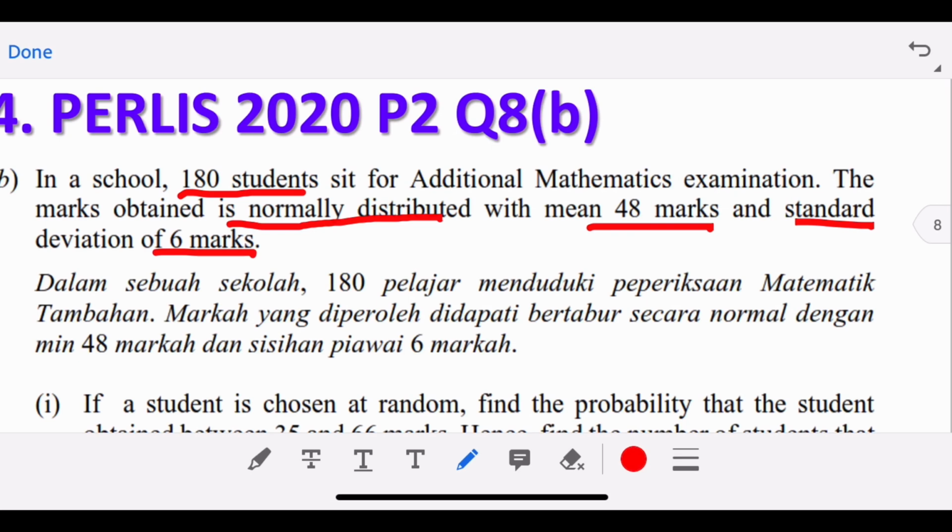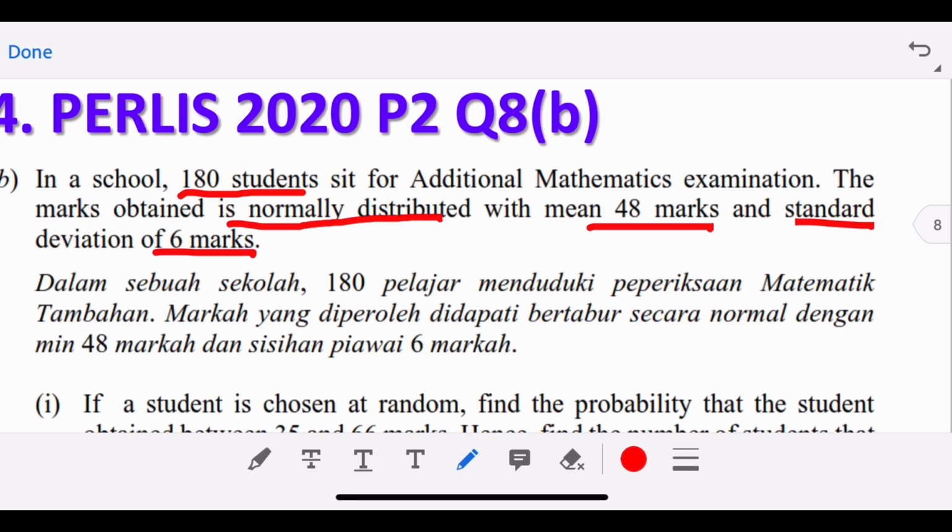So for normal distribution, you have to use a bell shape, you have to use a z-score, alright? So the moment you read the question, you always remind yourself, oh, this is the z-score. I must convert the x to z, then can find the p, right? Okay, so for z-score, we have x minus mean over standard deviation. That is why they give you mean 48 marks and standard deviation 6 marks. Okay, so this question is actually probability normal distribution.